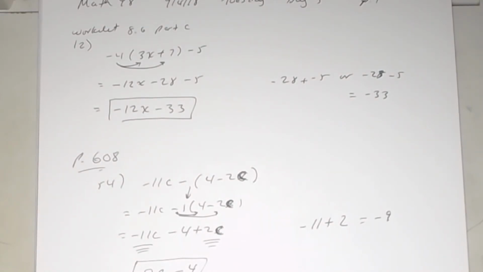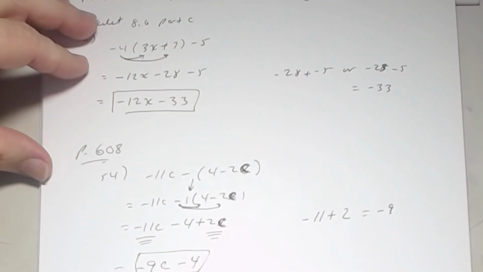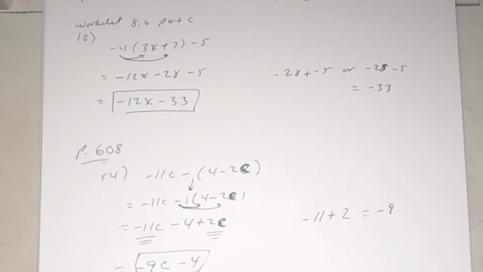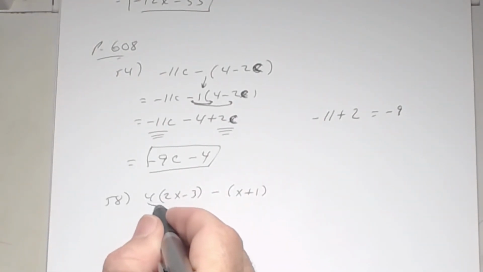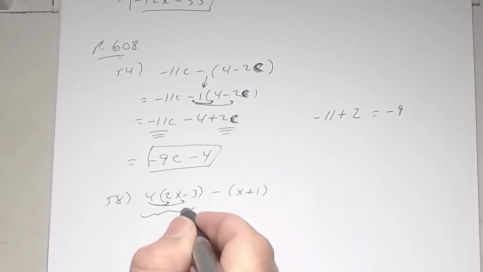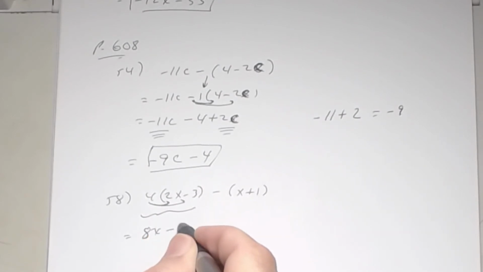All right, let's look at 58. Okay, so you have this. Same idea. This is 58. So 4 times 2x minus 3, subtract, and then x plus 1. How many sets of parentheses do you see? So how many times do you use distributive property? Twice. The first one's easy for you because you're just going to distribute what? A 4. So when I distribute a 4, what does this right here become? 8x minus 12. Okay, good.